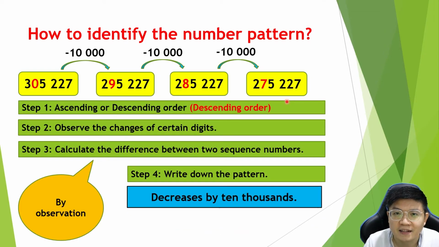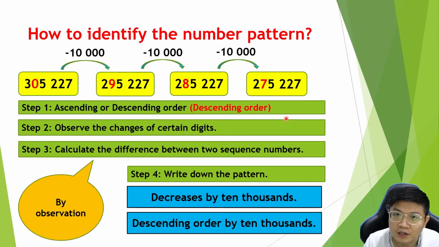Decrease by 10,000. Or you can write as descending order by 10,000. Yeah, this is how you identify the number pattern.